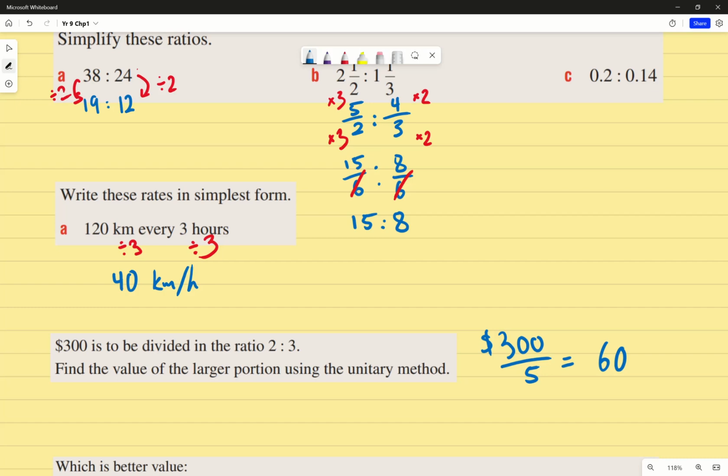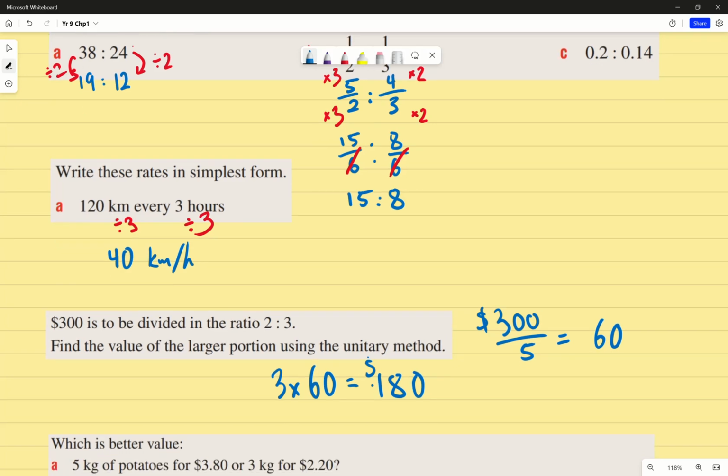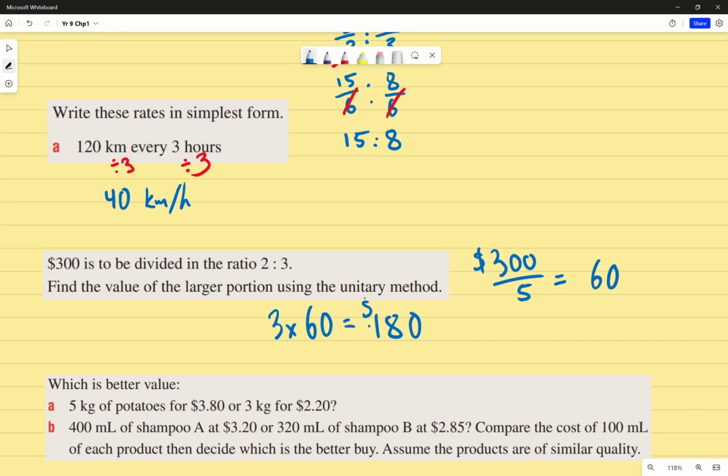Okay. It says find the value of the larger portion. The larger portion, of course, is 3. Because I have 3 parts, each one is worth 60. So 3 times it by the 60 gives me $180. So you notice how I found one part first and then multiplied it out. Okay. I might do one more example and then I'll leave it there for you to do some practice questions. Any problems, any queries about any of the ones I've done previously?